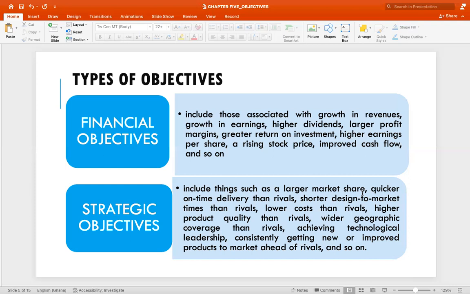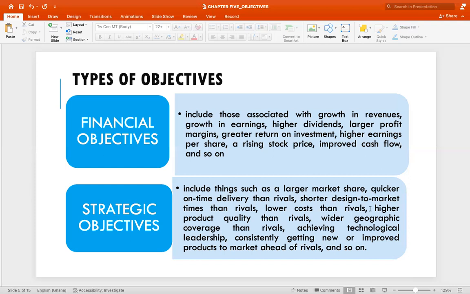So the other example is quicker on-time delivery than rivals. All right. So when it comes to delivery of a service or a particular product, you want to make an investment in such a way that you'll be quicker in delivering that particular product or service than your rivals. So you can set targets like that. And once you have targets like that, what it means is that you have to invest more in people. You have to invest more in, say, the production processes and the means of distribution of your products and services.